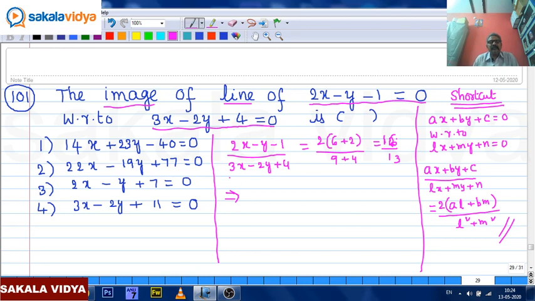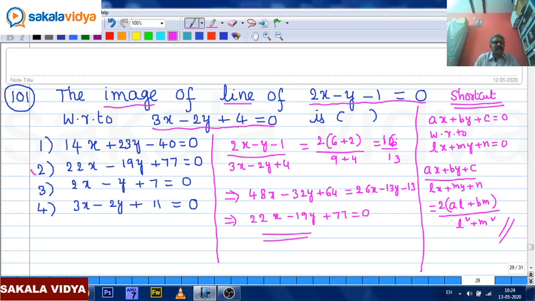We get like this: 16 into 3, 48x minus 32y plus 64 equal to 26x minus 13y minus 13. So 48x minus 26x is 22x, minus 32y plus 13y is minus 19y, 64 plus 13 is 77, equals to 0. So that means the second option is the right option.